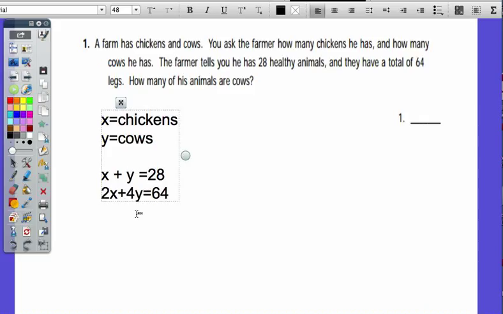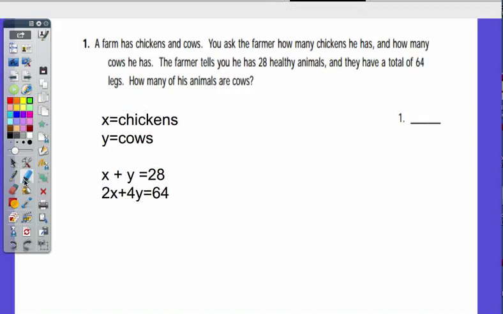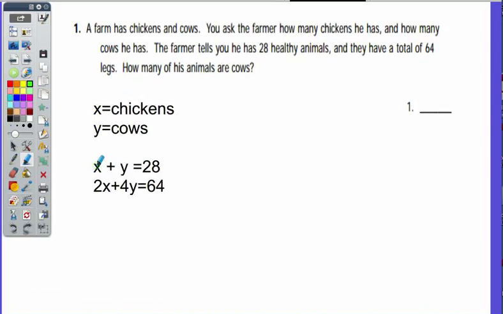So now you have your 2 equations and 2 unknowns, and you need to solve. My suggestion, I personally would get rid of the X's, make them be opposites of each other. And so you're going to multiply this top equation by -2.